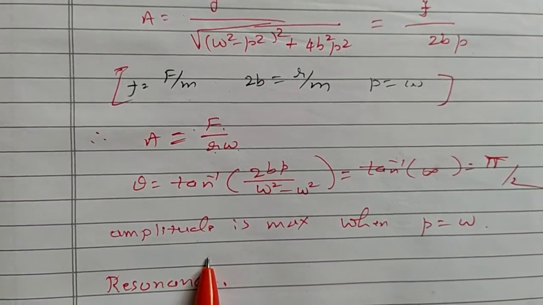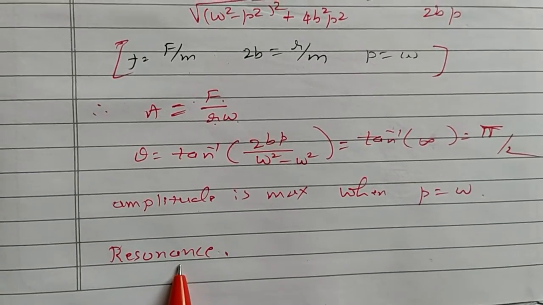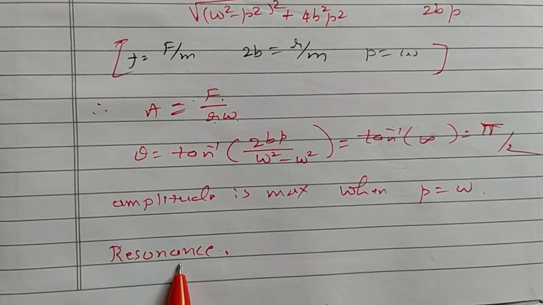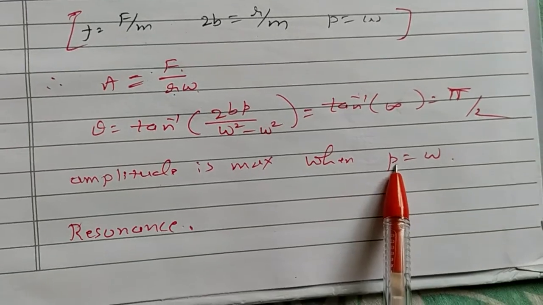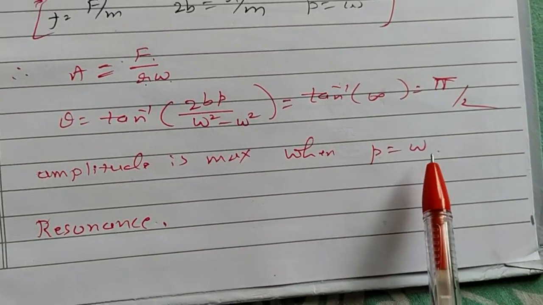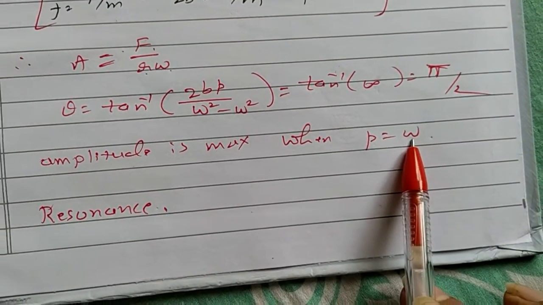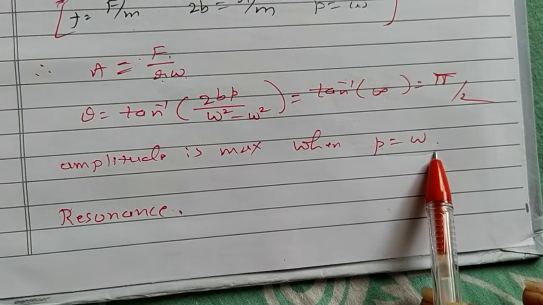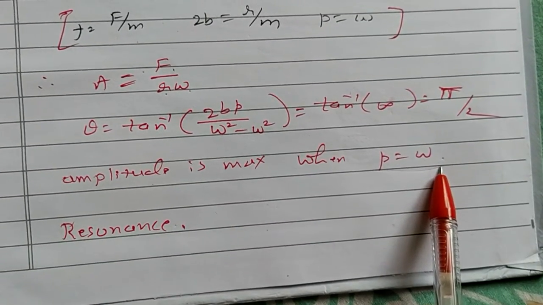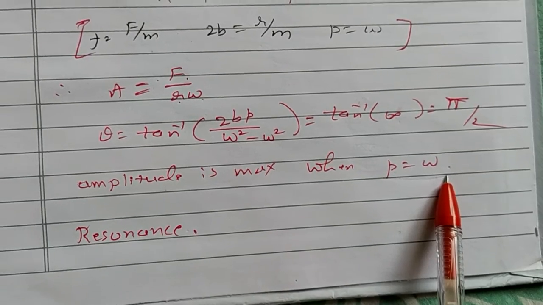What is resonance? In case of forced vibration, the body will start vibrating at the maximum amplitude when P is equal to omega. That means when the frequency of the applied periodic force is equal to the natural frequency of vibration. This condition is called resonance. So here we will stop. We shall discuss a little more about resonance in the next video.